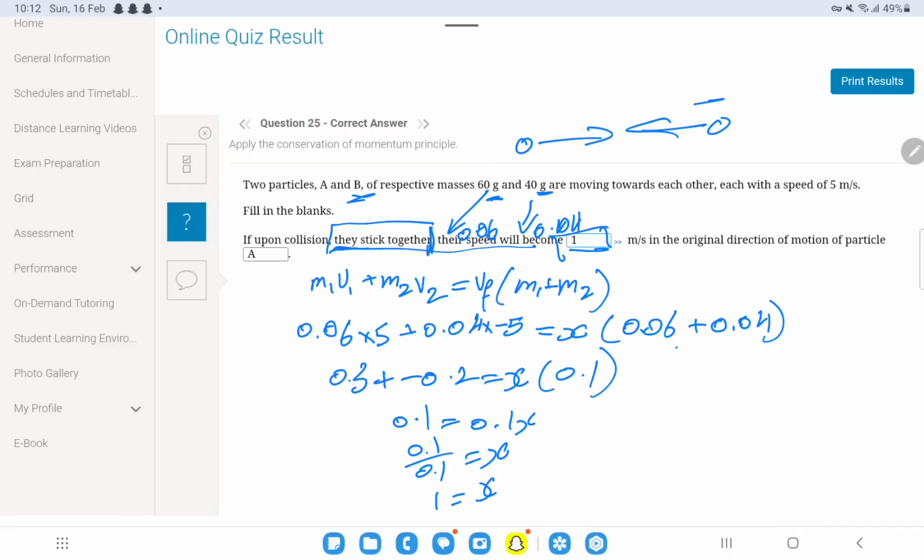And since the answer is positive and A was the one that's moving in the positive sense, they move in the direction of A.